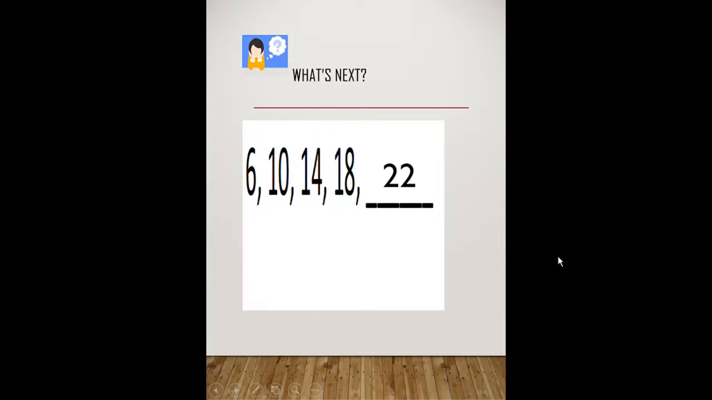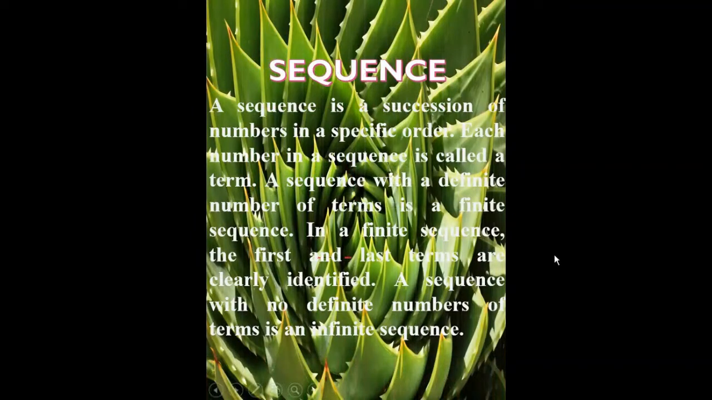So before we continue, let us recall the definition of sequence. When we say sequence, it is a succession of numbers following a specific order, and each number in the sequence is called a term. A sequence may be finite if the last term and the first term are clearly identified, so it is called a finite sequence, but if the sequence has no definite number of terms, it is an infinite sequence.